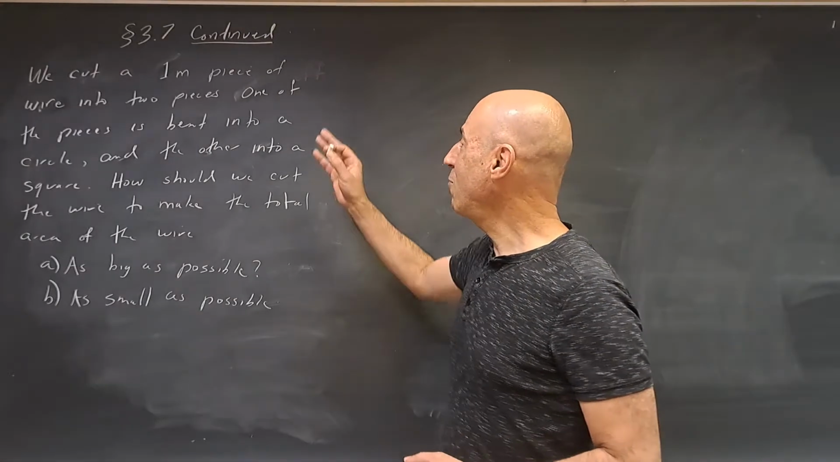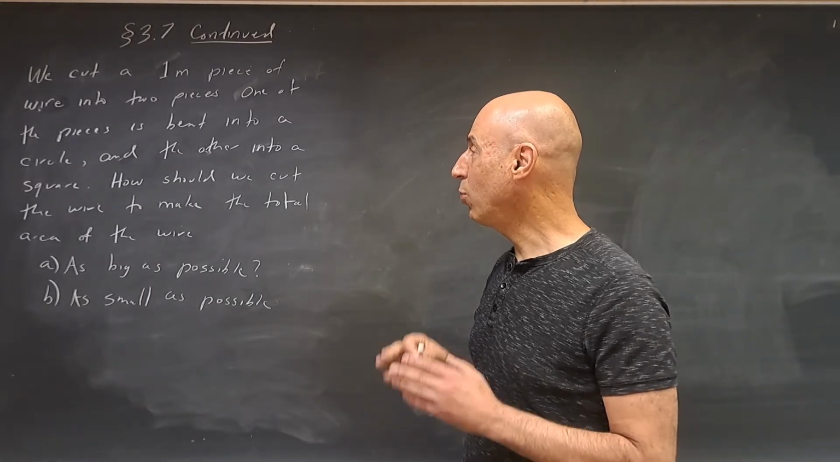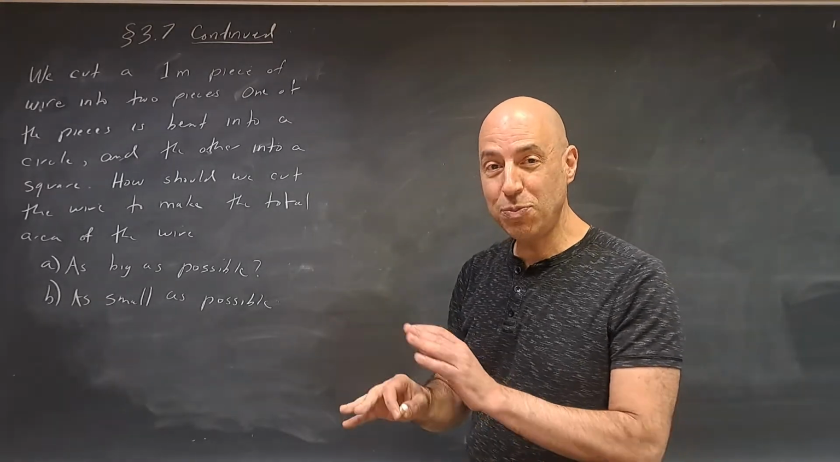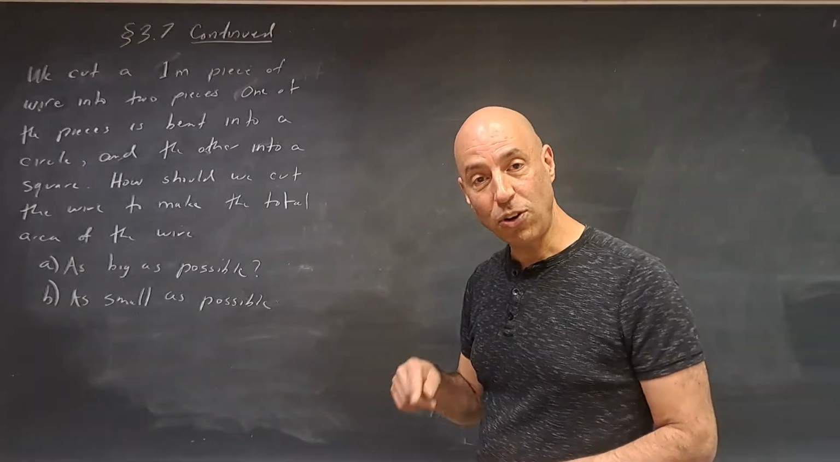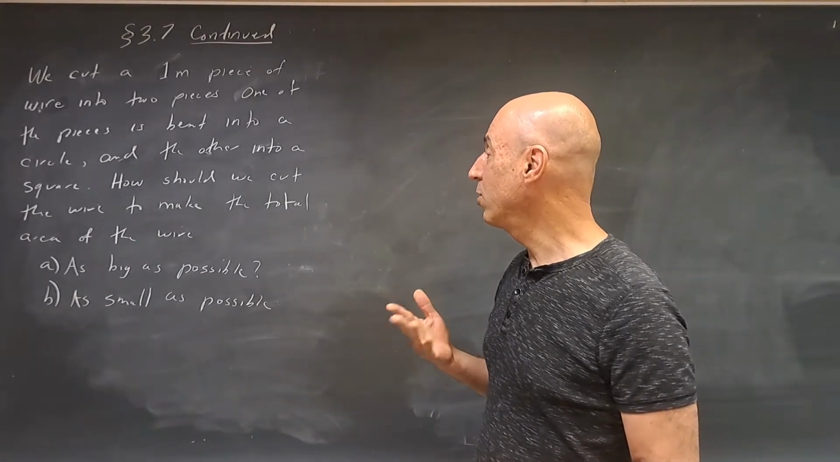Okay, so we start off with a 1 meter piece of wire, which we're going to cut into two pieces. One of those pieces may actually have no wire at all. We'll come to that later. One of the pieces will bend into a circle, and the other piece of wire will bend into a square.